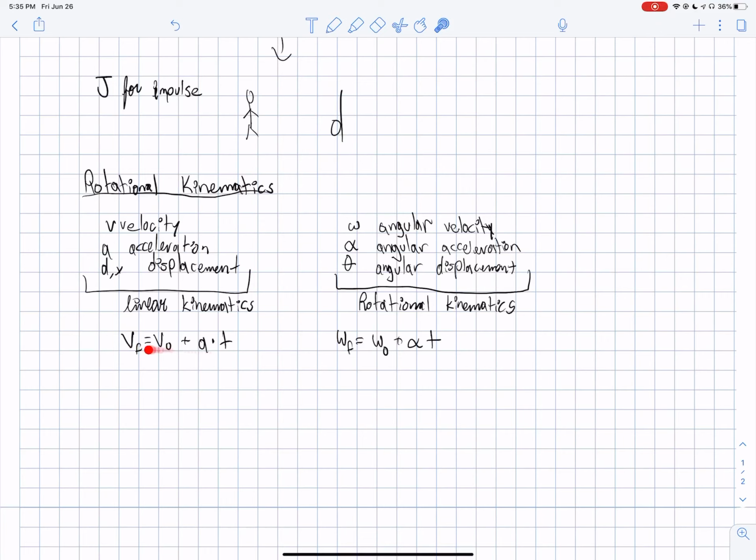Now, this equation over here gives us the velocity if we were dealing with a linear problem. This would give us the angular velocity if we were dealing with a rotational problem. And there are many different similarities between rotational and linear kinematics, which you'll encounter as we progress through the course. But for now, this will do in terms of just a brief overview.